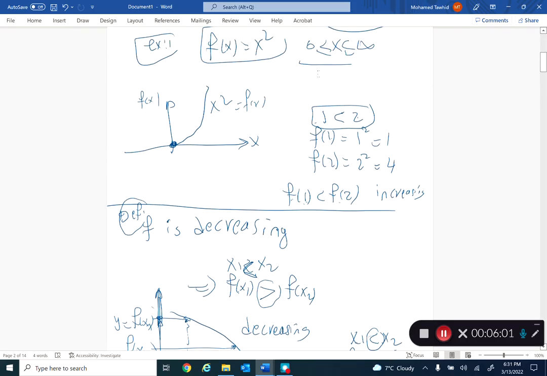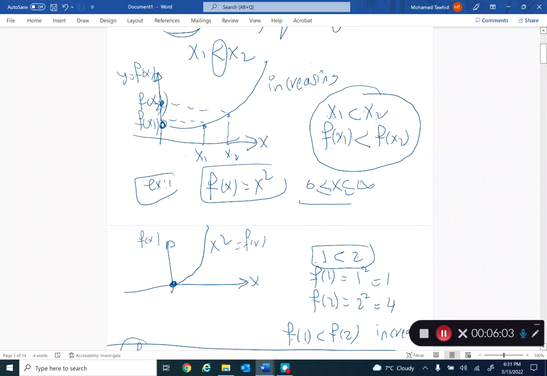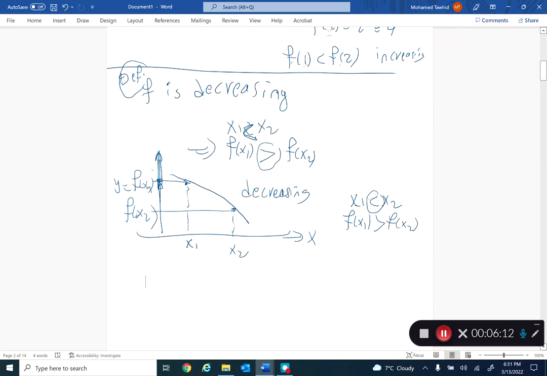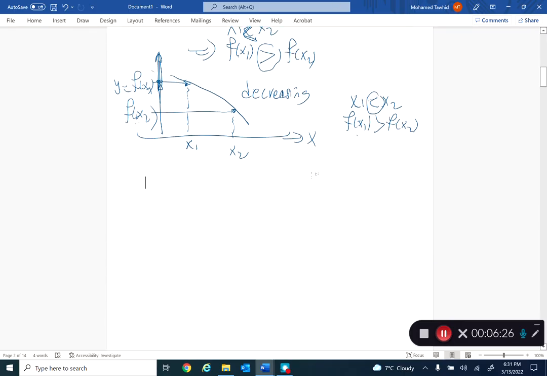When you have the increasing function, your inequality is still the same, less than, and here less than. Your inequality does not change, but for a decreasing function, the inequality is going to change. x1 less than x2, then f of x1 greater than f of x2, then we call the function decreasing. That's one way. Another way, I'm going to explain many ways here about increasing and decreasing.